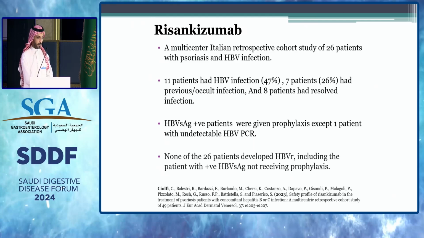For ustekinumab, actually a recent study, SIOFI in 2023, was published, a multi-center Italian retrospective cohort study of 26 psoriasis patients with HBV infection. So 11 of these patients had HBV infection, that's 47%, and 7 patients had previous or occult infection, and 8 patients had resolved infection. Surface antigen positive patients were given prophylaxis except 1 patient with undetectable PCR. The good thing is that none of these 26 patients developed reactivation, including the patient with positive surface antigen not receiving prophylaxis.